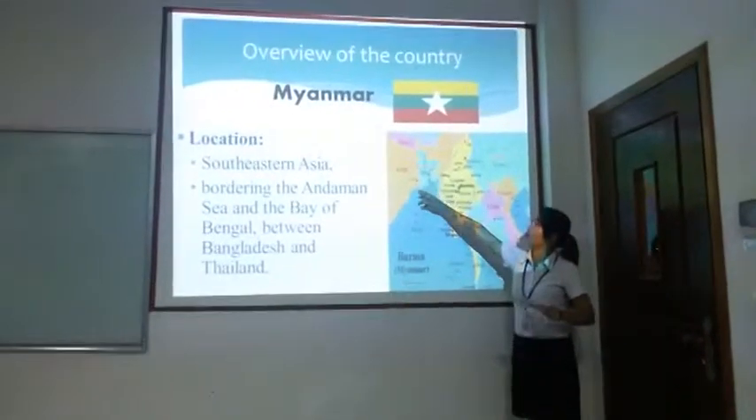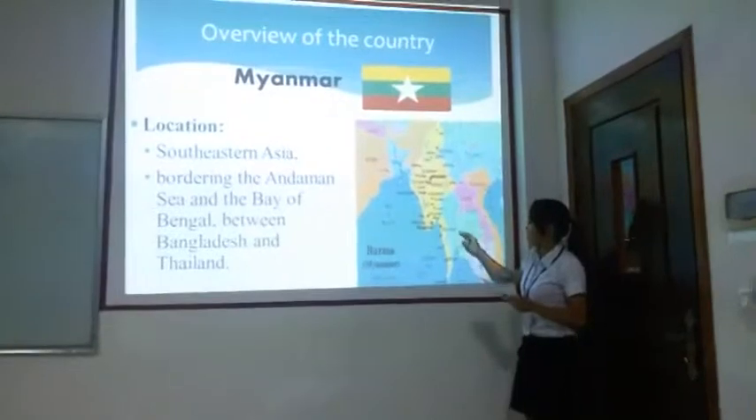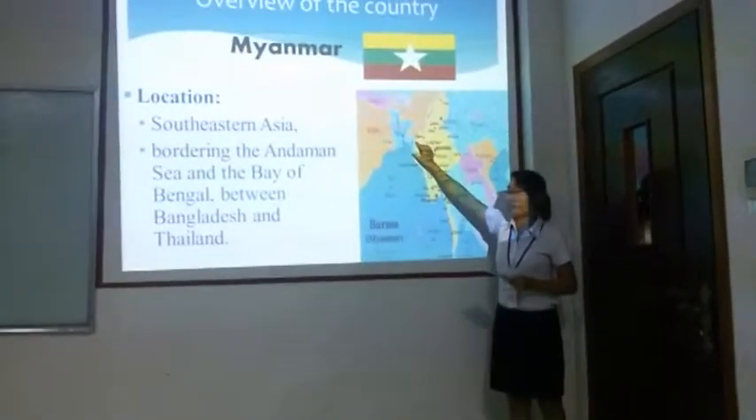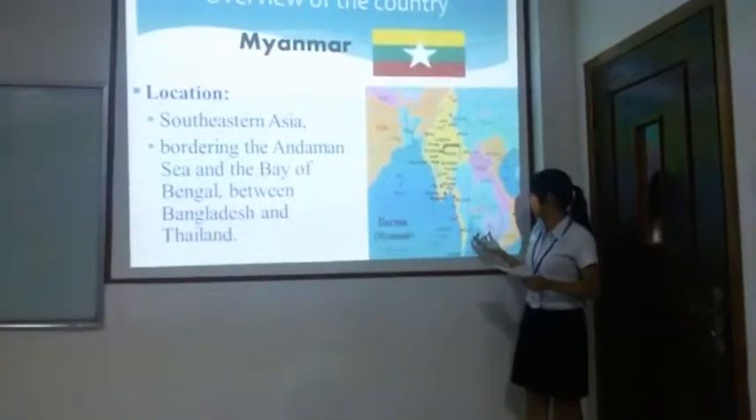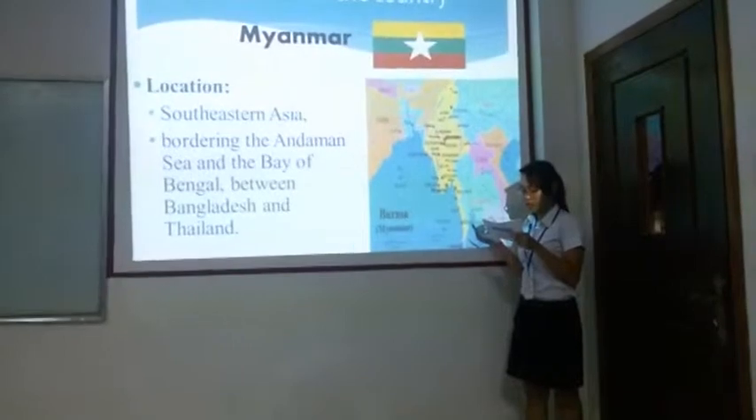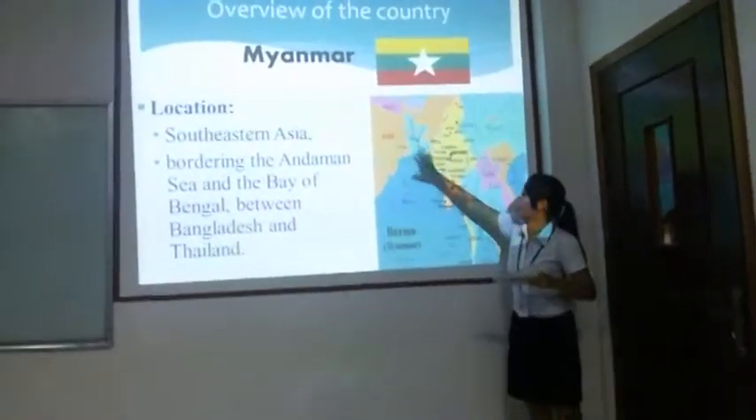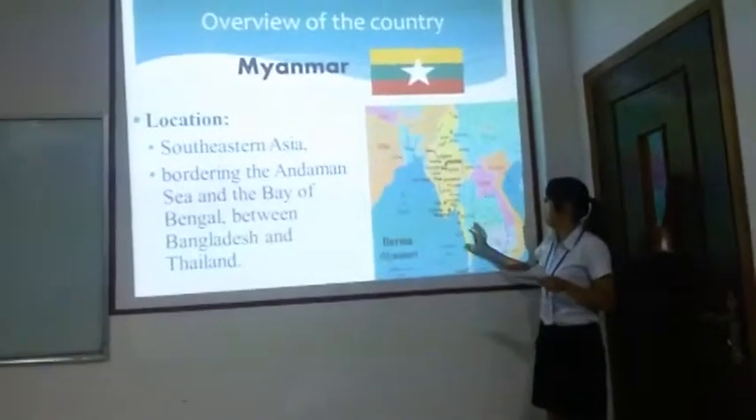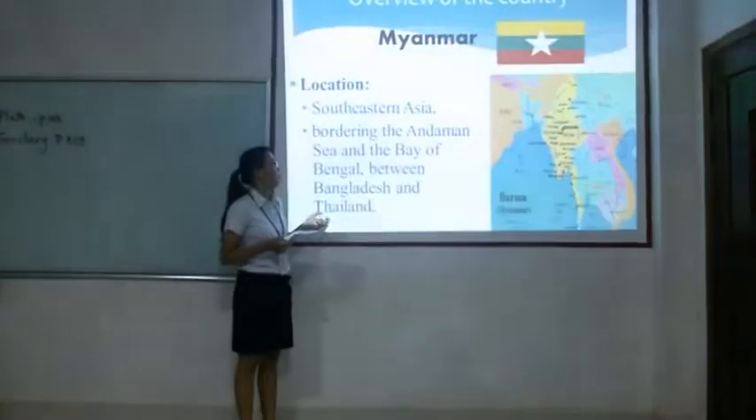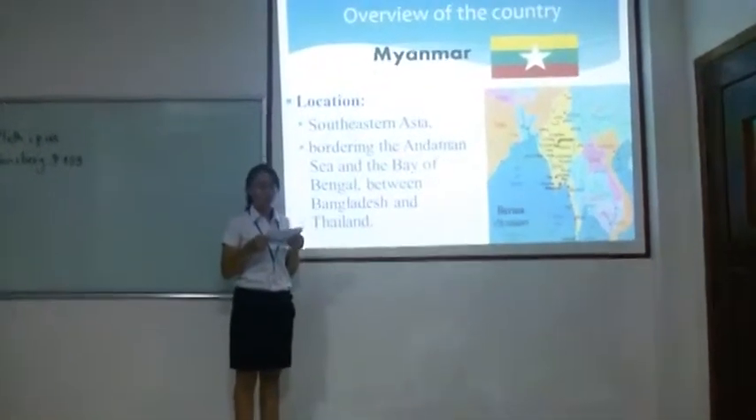It has borders with India, China, Laos, and Thailand, and a small part with Bangladesh. And for the sea, we have the Andaman Sea and the Bay of Bengal. So between Bangladesh and Thailand, this is the border of Myanmar.